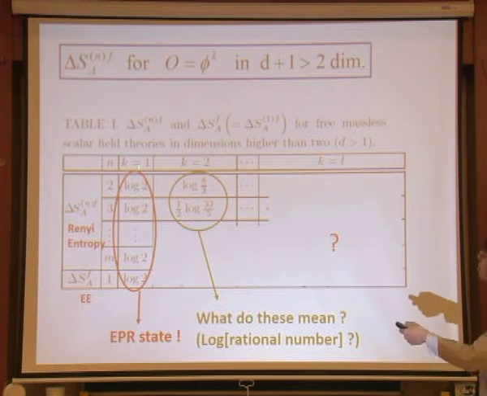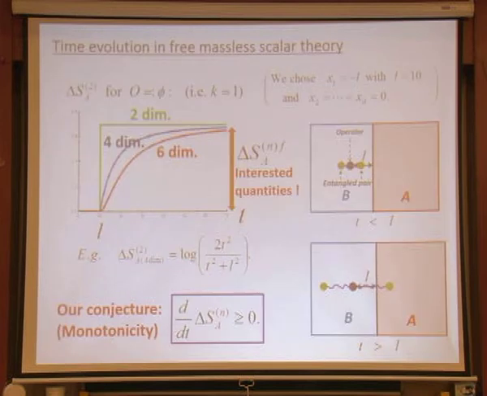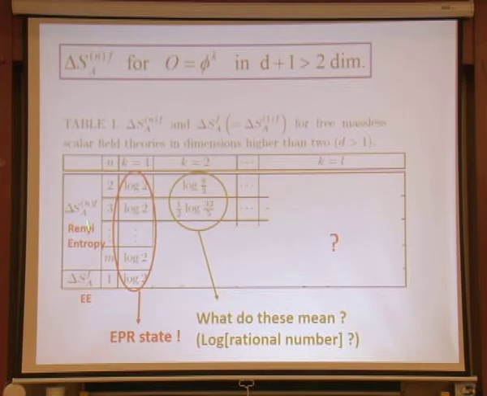For example, for the phi operator, which has already been plotted, in any dimension everything approaches the same value, which is log 2. So we can easily claim that this state should be equivalent to the EPR state. But if we go to higher order, it's not true. It's more complicated, but there is a nice property that it is the log of some fractional number. That suggests a nice interpretation in terms of a finite number of states. I will come back to this.